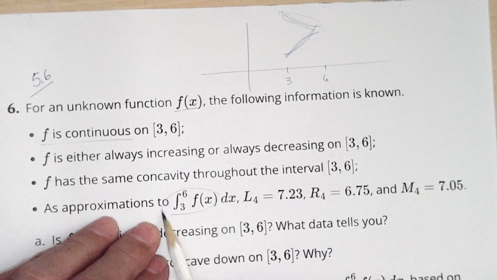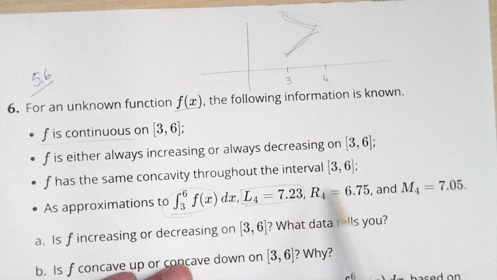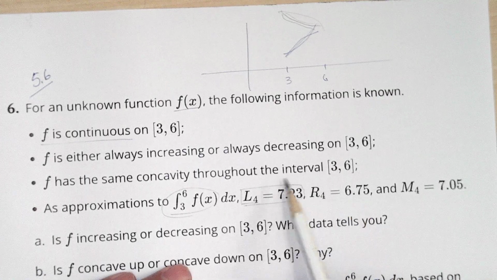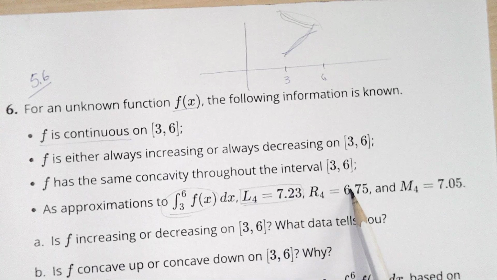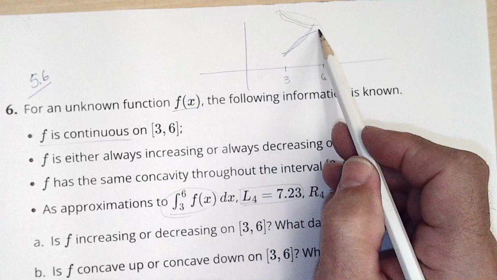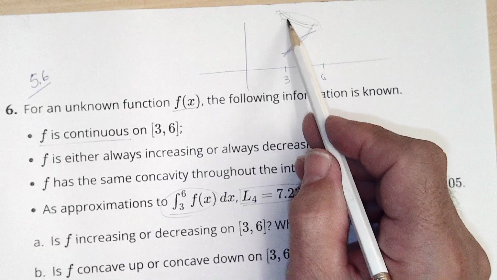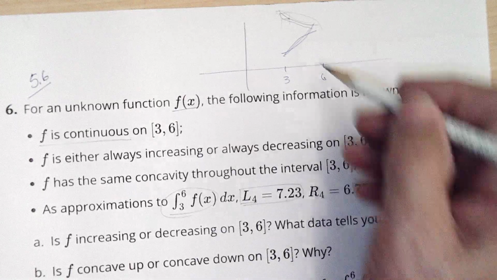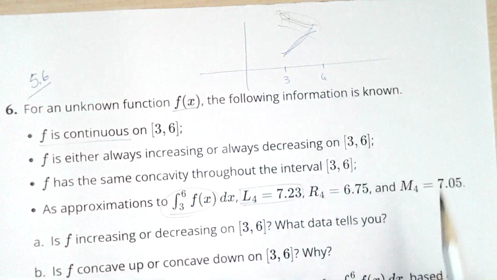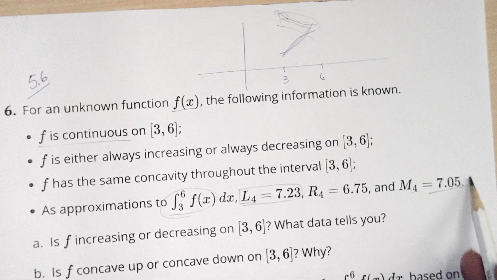And for the exact area, it has the left as 7 and the right as 6. So if the left is an overestimate and the right is an underestimate, it has to be decreasing for the left to be over and the right to be under. So we got a decreasing function. And the midpoint is 7.05.